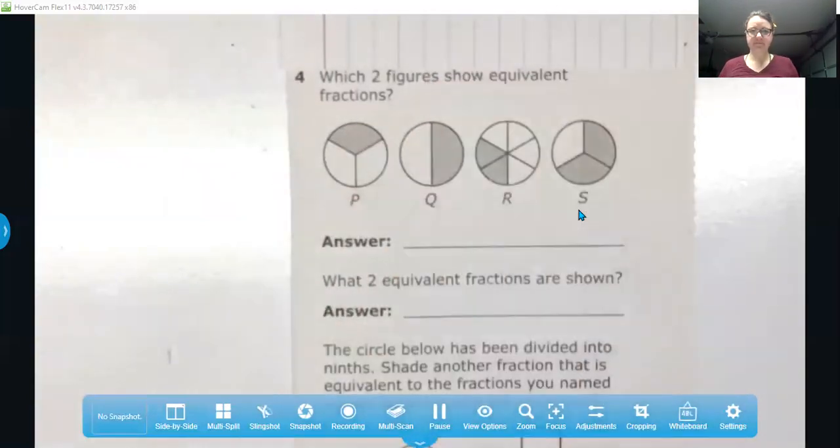Number 4. Which two figures show equivalent fractions? Well, first of all, let's write our fractions out. When you see a model, the number one thing you need to do without a doubt is label it. Label it, label it, label it. If you look at a model and you aren't labeling it first, you're wrong. You've got to label your model.